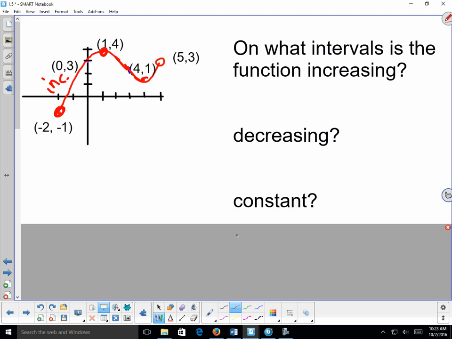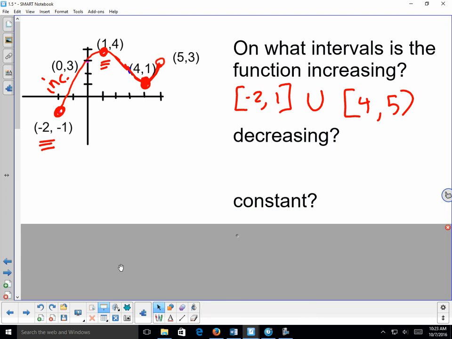But how do we express that? Well, we only want to list the x values for which we're increasing. So it looks like we're increasing as x goes from -2 to 1. So I'll write interval from -2 to 1. All right, and then it looks like it's increasing again from this little point here up to this point. So I would say maybe union with 4 to 5, not including the 5. All right, that's the two intervals on which the function is increasing.